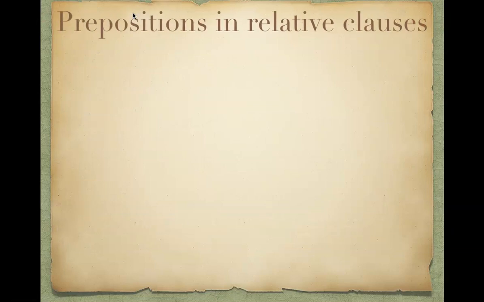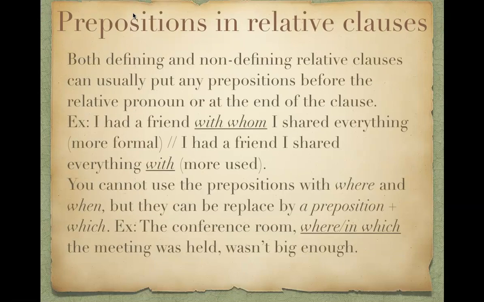Let's talk about prepositions in relative clauses. Both defining and non-defining relative clauses can usually put any preposition before the relative pronoun, or if we want to be less formal, at the end of the clause. For example, I can say I had a friend with whom I shared everything. This is more formal. Or I can say I had a friend I shared everything with. In the second case, the preposition with is at the end of the sentence.